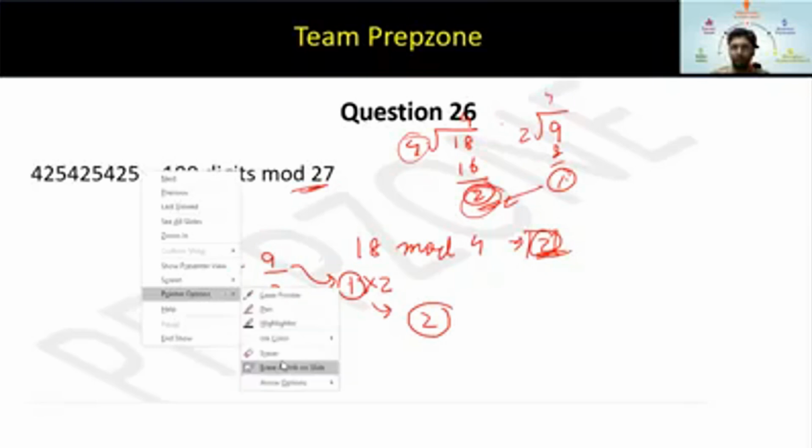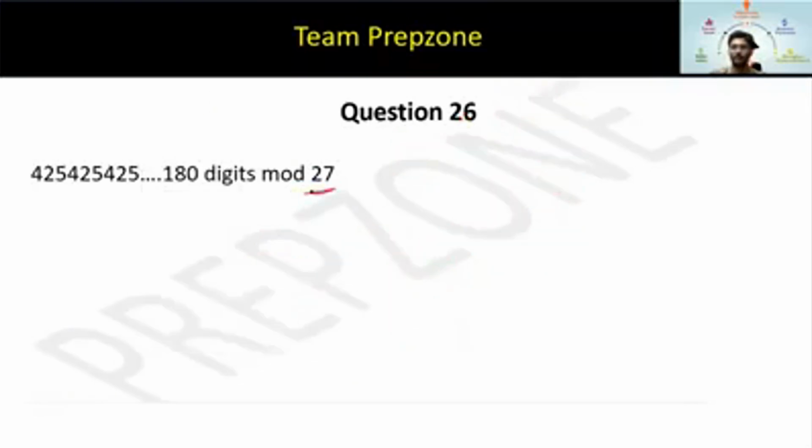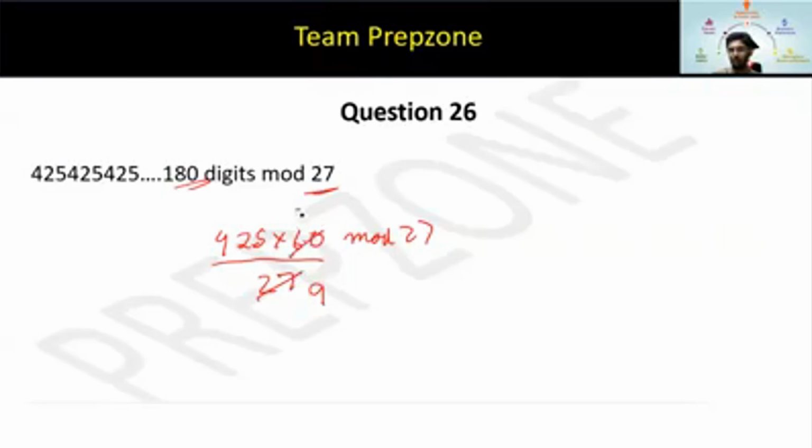What is the answer to this question, guys? Mod 27. What is the divisibility rule for mod 27? Taking pairs of 3, right? This is 180 digits. So how many pairs? 60 pairs. So what is this? 425 into 60 mod 27. Okay. So this is nothing but 425 into 60 divided by 27. Let me divide it by 9. 3 nines are 27. I have divided this by 3.